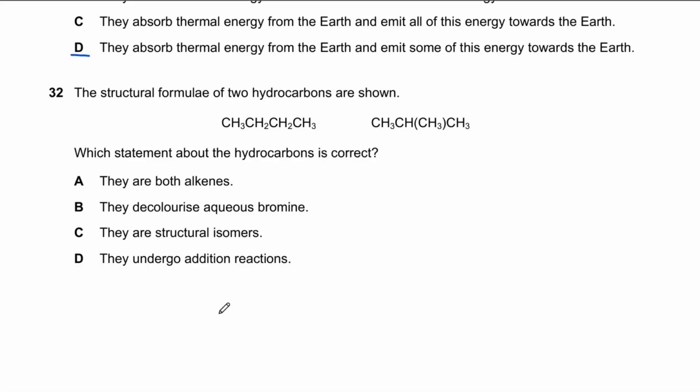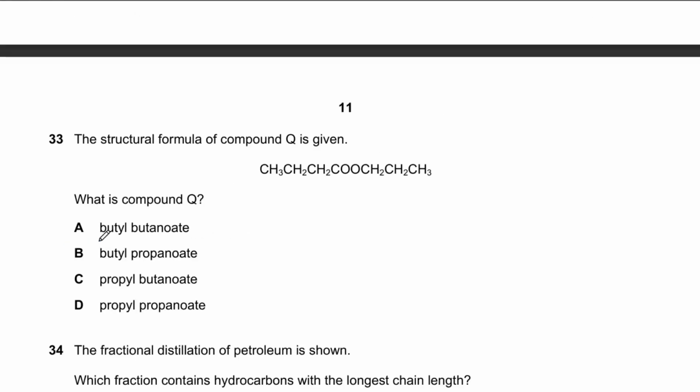So the same molecular formula, the structure is only different. So they are structural isomers. Next question, question 33. The structural formula of compound Q is given. What is compound Q? Now, this is an ester.